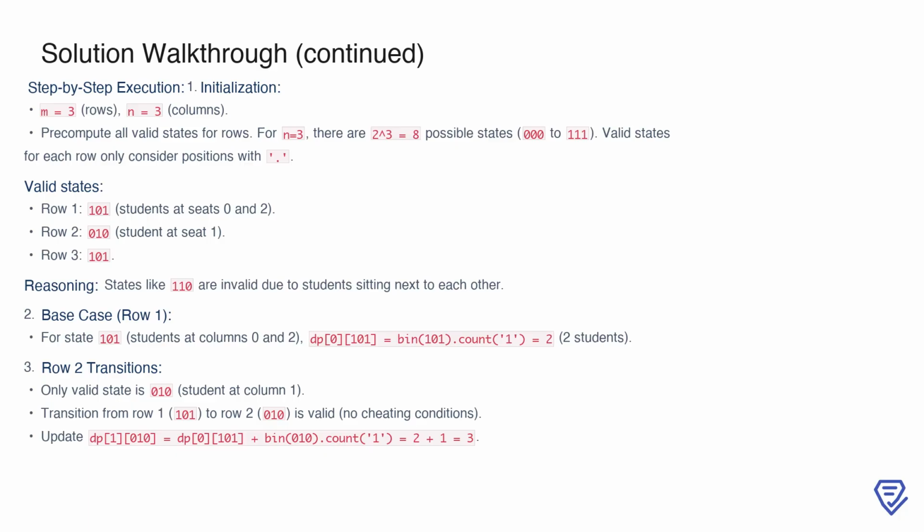students in this configuration. Moving to the second row, we identify the valid state 010, where 1 student is seated at column 1. This state can transition from the first row's state 101 without violating any constraints. We then update the DP table, setting DP[1][010] to 3, which is the sum of the previous row's students and the current state's count.